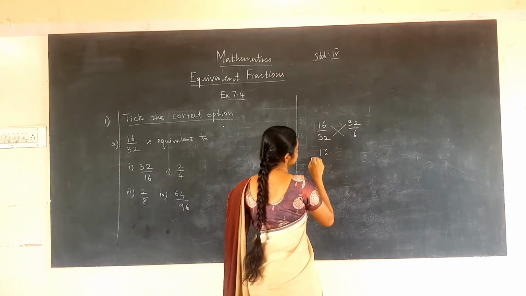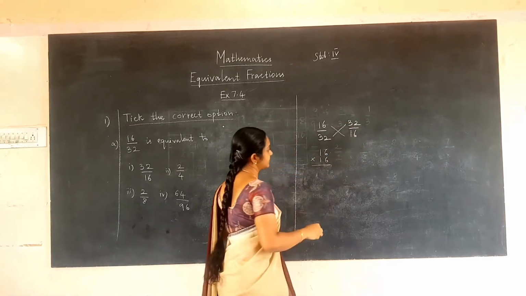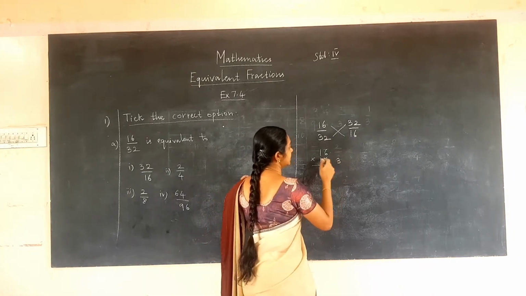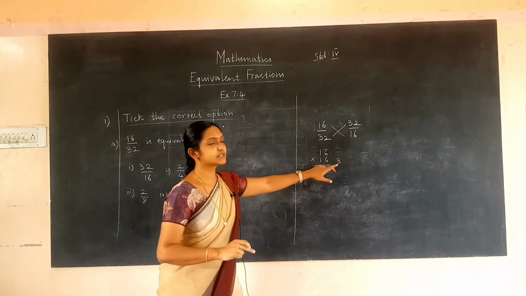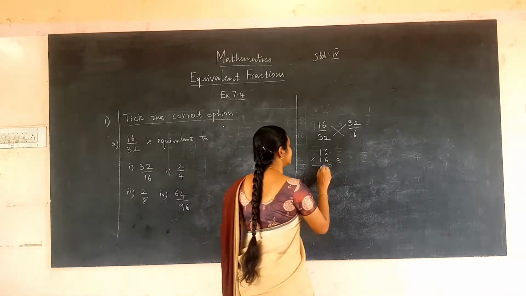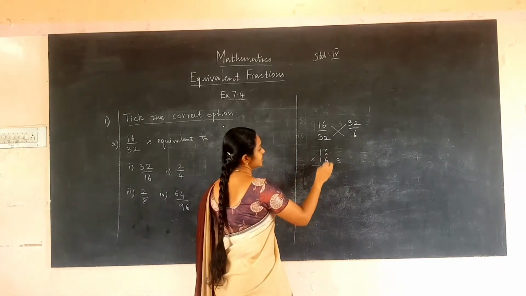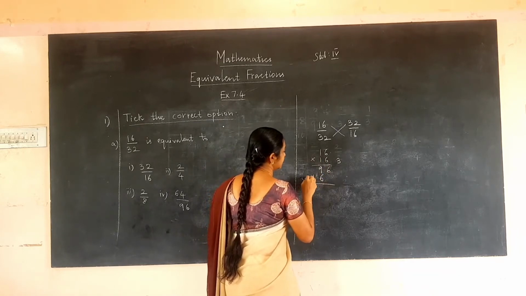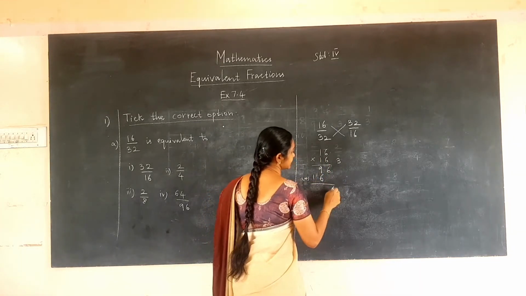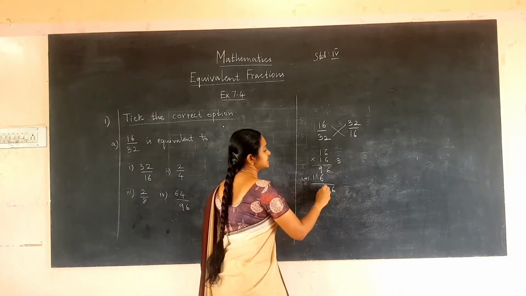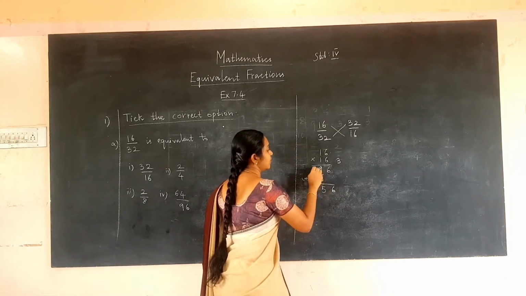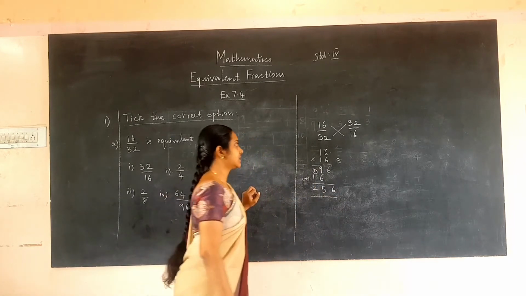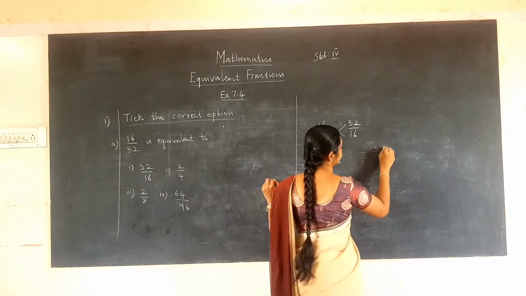So 16 into 16. 6 into 6 is 36. Write 6 here and 3 is remaining. 1 6 is 6. 6 plus 3, 9. And next 1 6 is 6. 1 into 1 is 1. Now we have to add. 6. 9 plus 6 is 15. 1 plus 1 is 2. So 256. Now multiply 32 and 32.